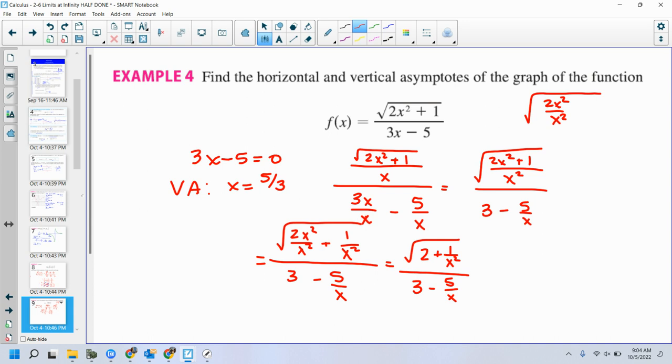Okay, nothing is going to happen at the 2 or the 3, right? And when I go to do direct substitution in here, that is going to go to 0. That is going to go to 0. So where is my horizontal asymptote? Radical 2 over 3.